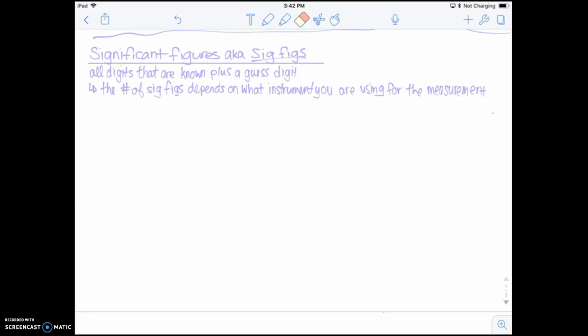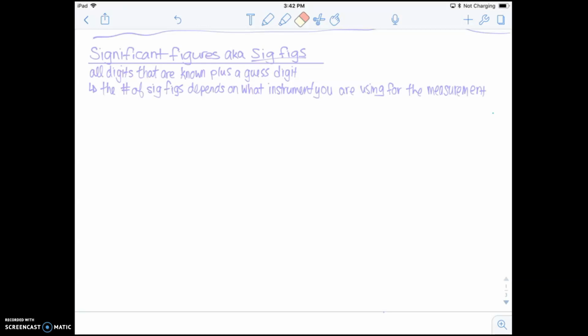Now, if that makes no sense, that's fine. You will have practice in class with this, as well as reading through some rules and getting to know this more. The number of significant figures you have totally depends on what instrument you're using for the measurement. So the more precise an instrument is, the more known digits you will have. The less precise an instrument, the less significant digits you will have.